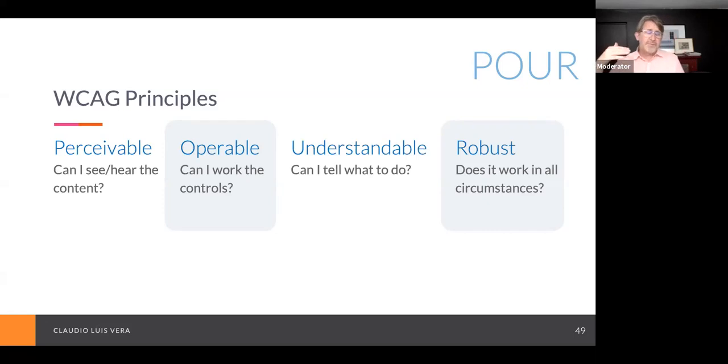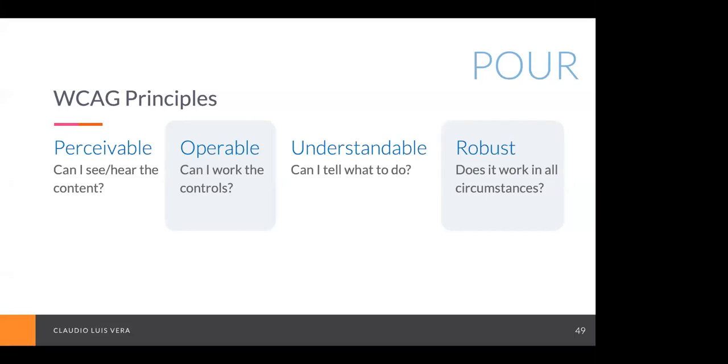The next up is operable, which is, can I work the forms? Can I work the widgets? Can I work the components, the controls that are on that page? So that's a standard that sites and digital products need to live up to. And operability is usually something that you have to test by hand. It's not something that you can test with automated tools.